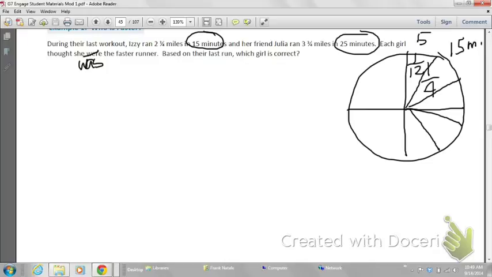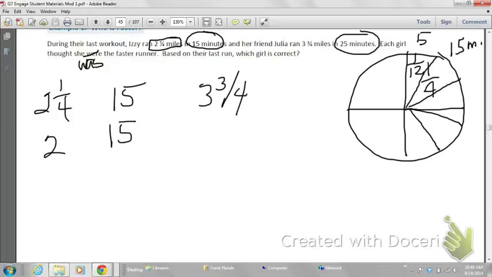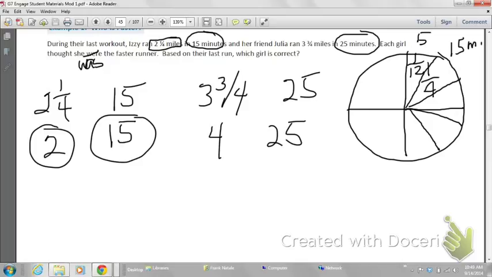I'm not sure how much that helps, but if you're going to work with fractions, just understand that. Have a clock handy. Maybe that'll help you out. Also, with this problem, it is really sloppy or confusing, but we have to work with these fractions, and it can be a little bit difficult. But let's change these numbers really quickly. Instead of 2 1/4 miles in 15 minutes, let's just say 2 miles in 15 minutes. And instead of 3 3/4 miles in 25 minutes, let's just say 4 miles in 25 minutes.